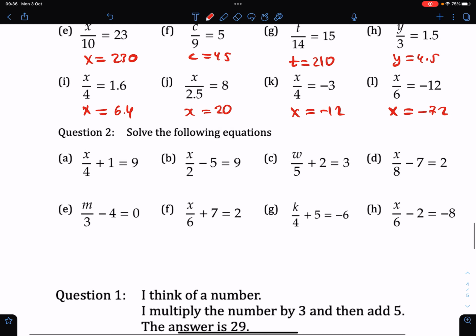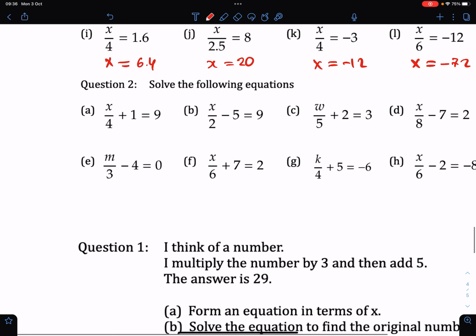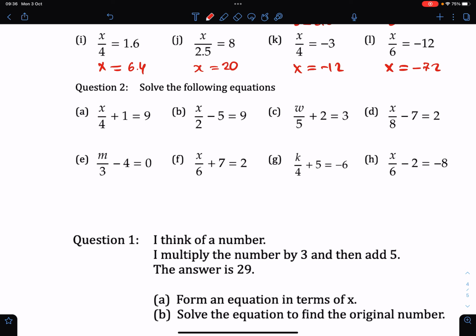So what about question 2? How are we going to do that? The first questions on the top are easy questions. This is also easy, but you need a little bit of basic calculation, then multiply, right?